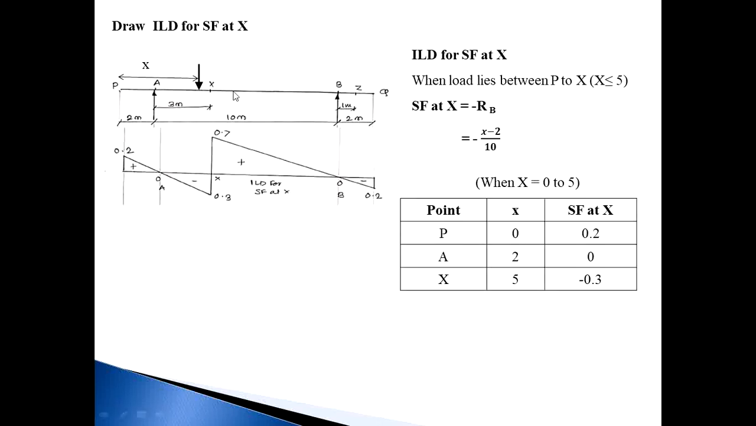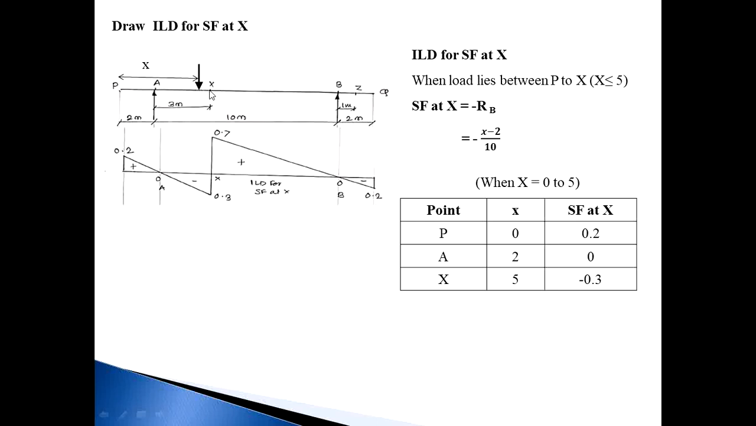Then next, the ILD for shear force at X. This is the X point, at a distance of 3 meters from point A. Due to this X, the beam is split into two parts, the right of X and the left of X. First of all, consider when the load lies between P and X, meaning this 1 kN load is at a distance of x, and this load lies only between P and X.